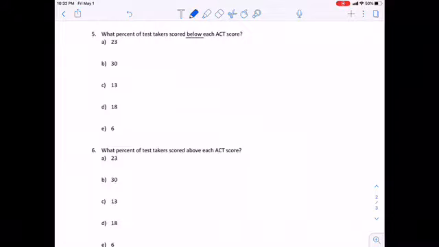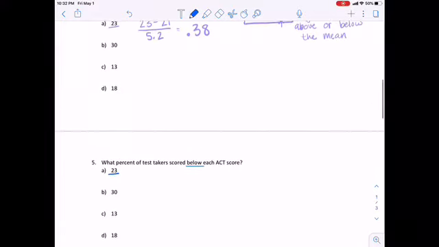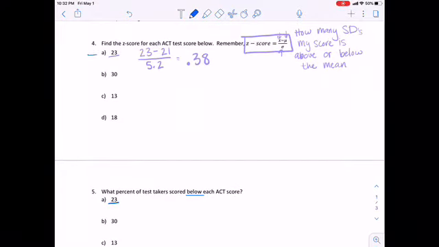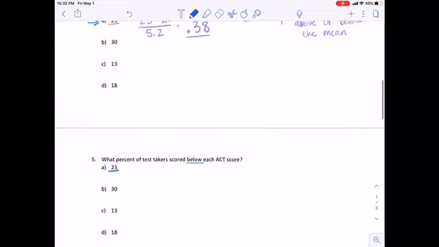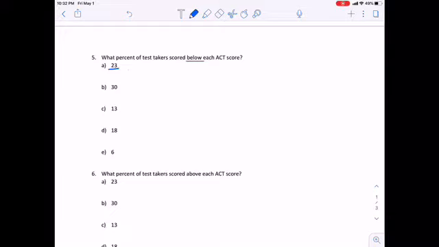Notice the first score we asked about is 23. In order to figure out what percent of students scored below my score of 23, I first have to get my z-score, or figure out how many standard deviations my score is from the mean. But remember, we did that in our last video. Right here we had a score of 23, and we said the z-score was 0.38. Once I know that, to figure out my percentage, I'm going to need a z-table.